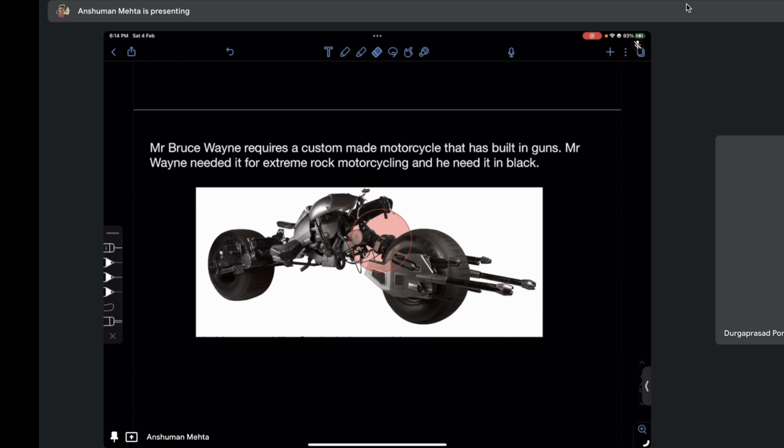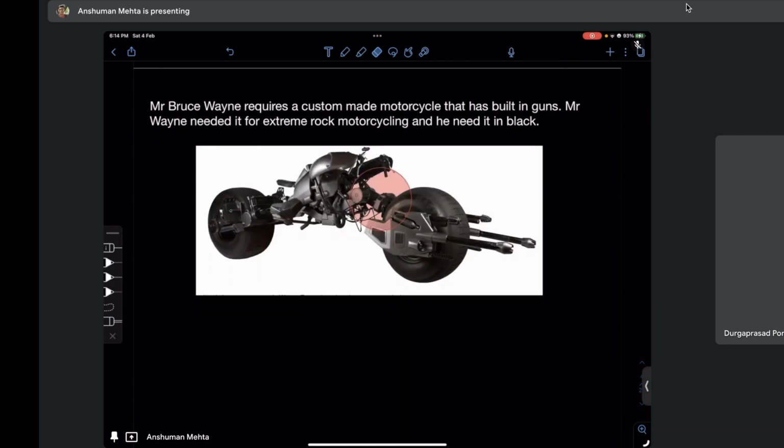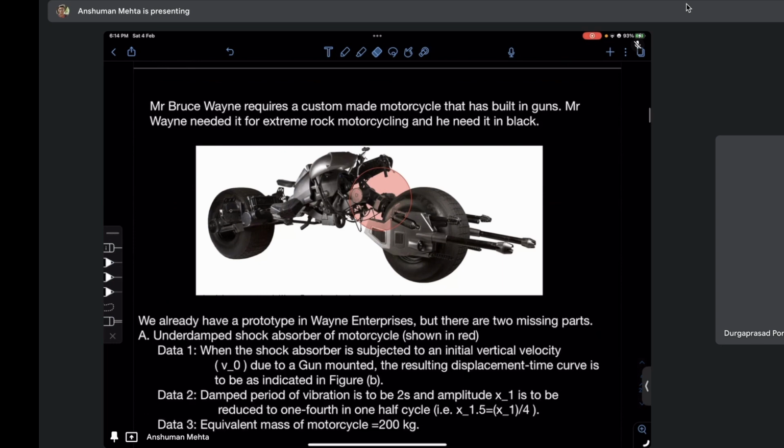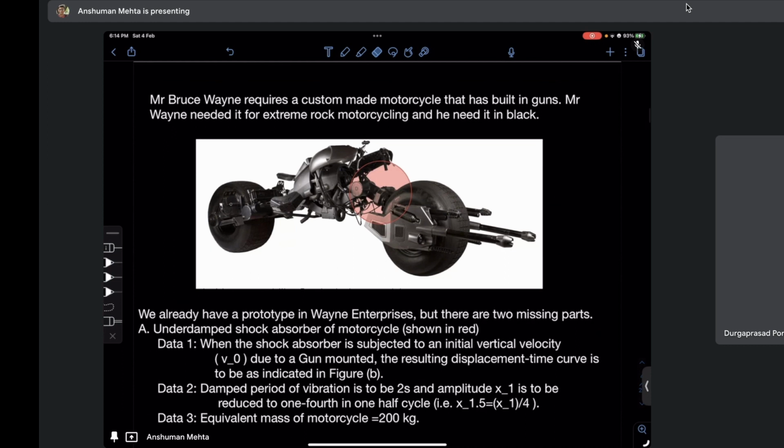First of all, he needs a custom made motorcycle, like we have to make adjustments to an existing motorcycle so that it can have guns. Why do we need a gun? Because he is saying that he needs it for extreme rock motorcycling. Maybe he needs to destroy some rocks and then go through. And also he needs it in black. Now that much was in the mail.